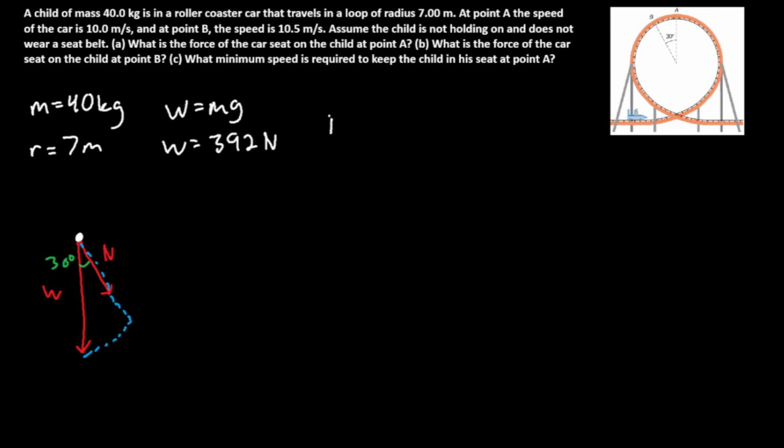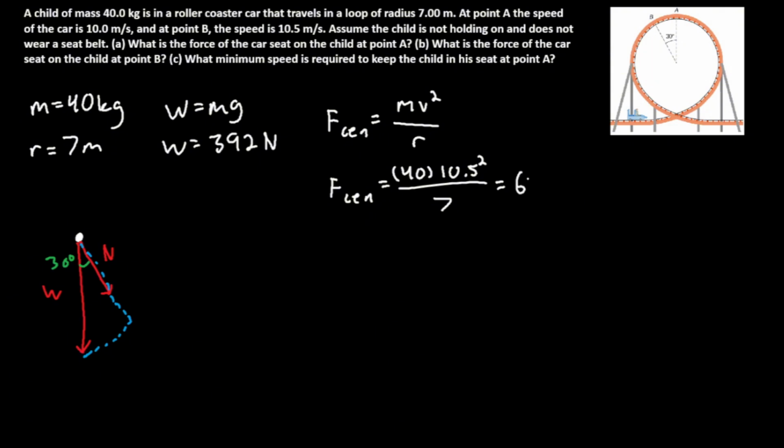So F centripetal is equal to mass times velocity squared over radius. Your velocity at point B is 10.5 meters per second. So if you multiply everything together, F centripetal is equal to 40 times 10.5 squared over your radius, 7. So 40 times 10.5 squared divided by 7 is equal to 630 newtons. So 630 newtons is your required centripetal force in this case.